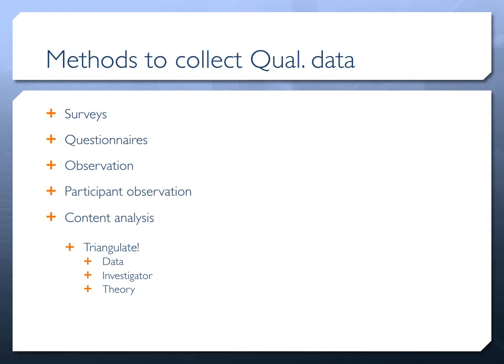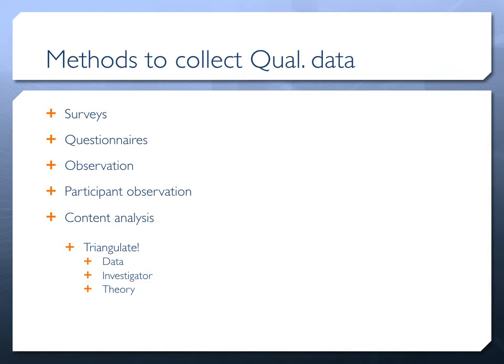Analyzing the content for specific components and items is another way to collect qualitative data. The important thing here, and I have the word triangulate with an exclamation point, is that you need to get your information from various sources. So the first one is collect the data, right? Get the data in a qualitative study and go through it, whether you're using scales, questionnaires, surveys, whatever.